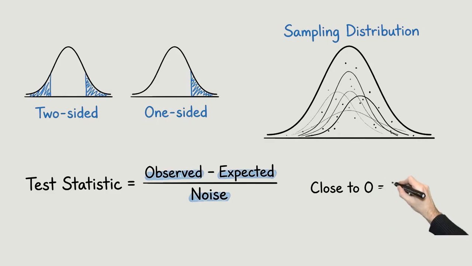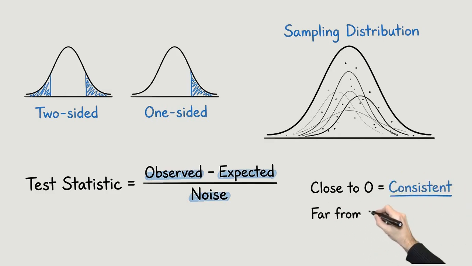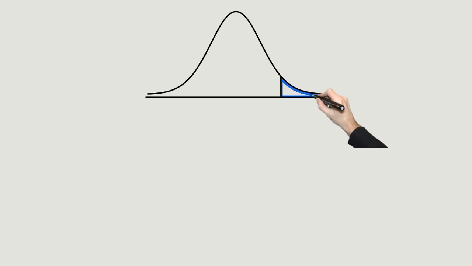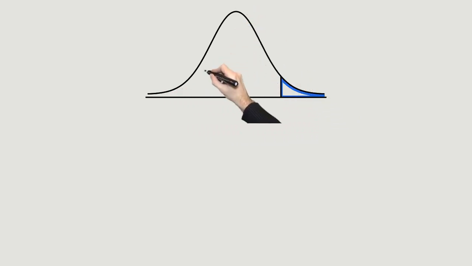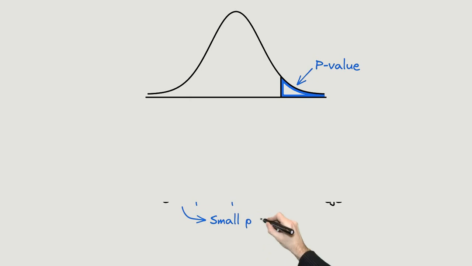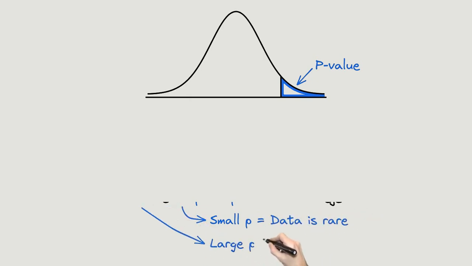If the statistic is close to 0, the data are consistent with the null. If it is far from 0, the data are unusual under the null. From the test statistic, we compute the p-value. The p-value is the probability, assuming the null hypothesis is true, of observing a result as extreme as or more extreme than the one we observed. Small p-values mean the data would be rare if the null were true. Large p-values mean the data are not unusual under the null.